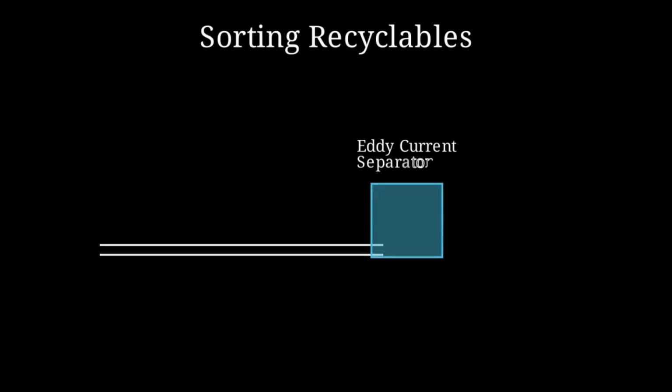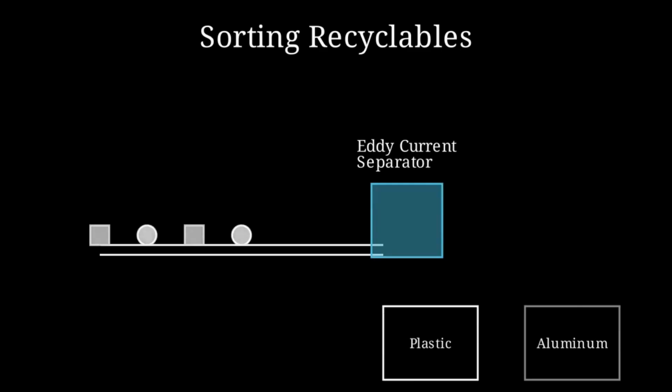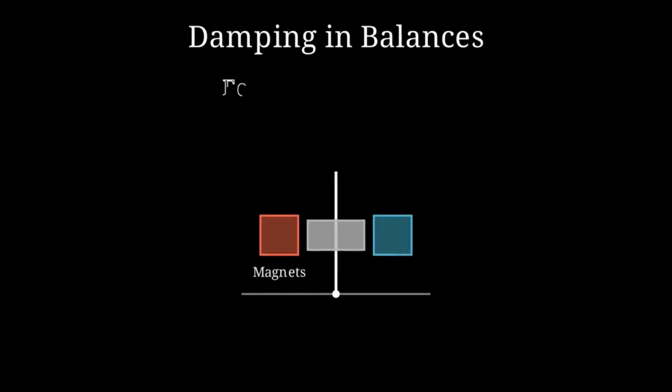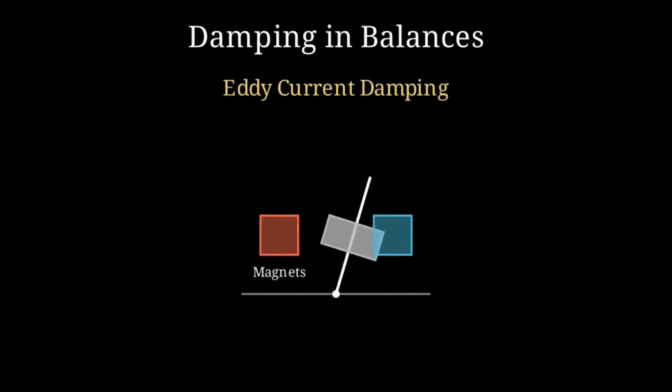While plastic is unaffected, the currents induced in aluminum can create a repulsive force that literally kicks the metal off the belt into a different sorting bin. Sensitive laboratory scales use eddy currents for damping. By creating a small drag force on the moving parts, the currents stop the needle from swinging back and forth, allowing for a quick and accurate reading.